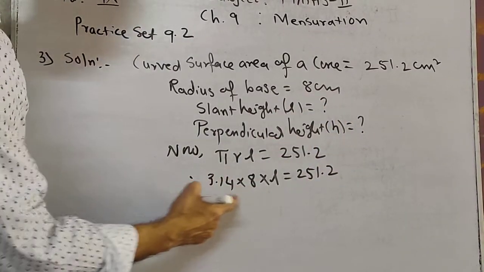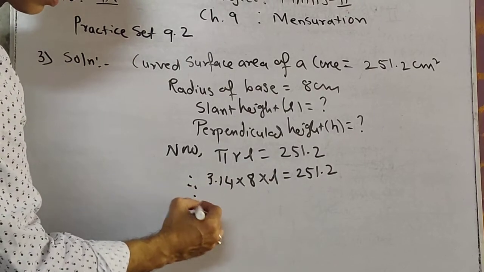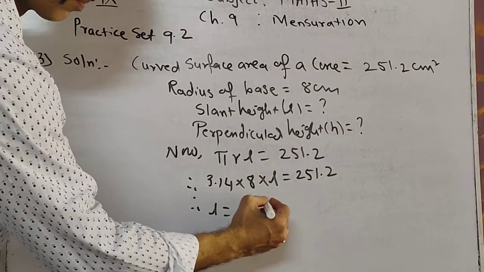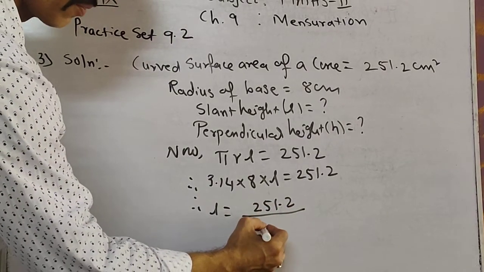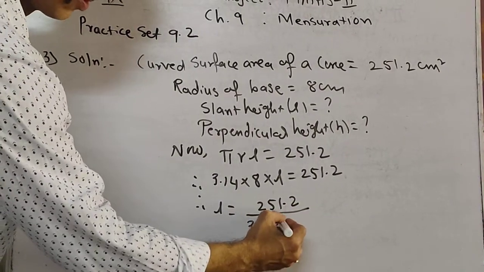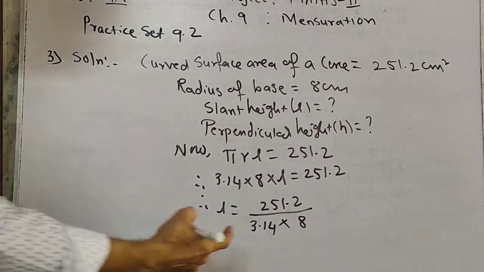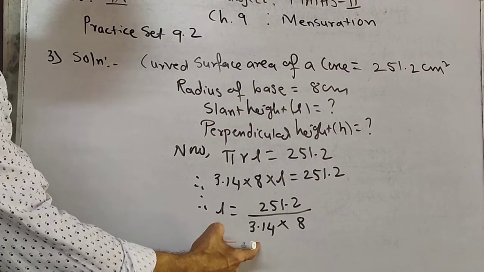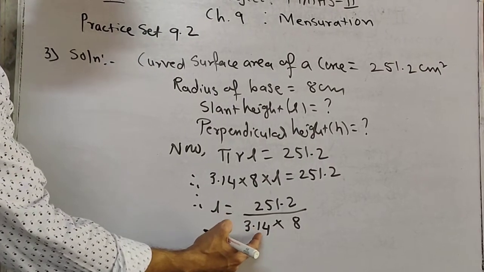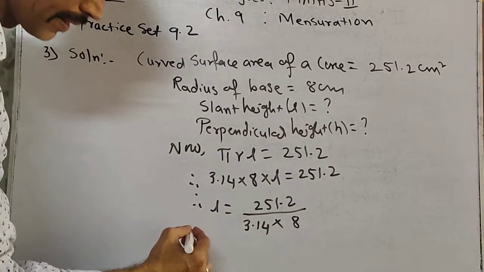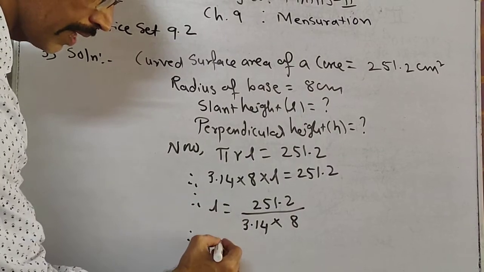251.2, this will go there and divide because it is multiplied here. So L is equal to 251.2 upon 3.14 into 8. Now you have to remove the decimal point from the denominator. You can see after decimal point there are 2 digits. So you have to multiply by 100. Up also you will multiply by 100 only.